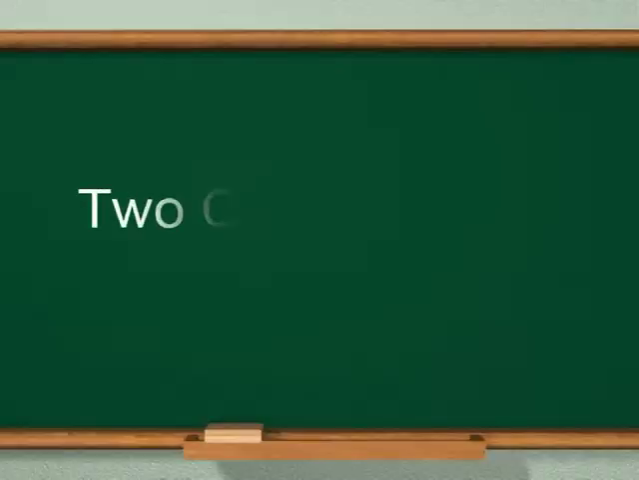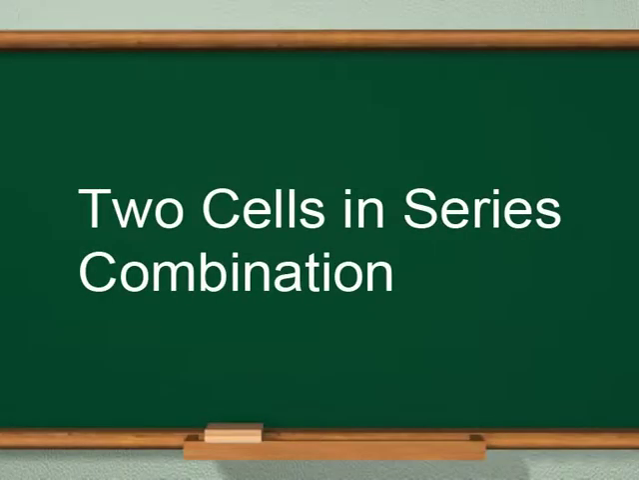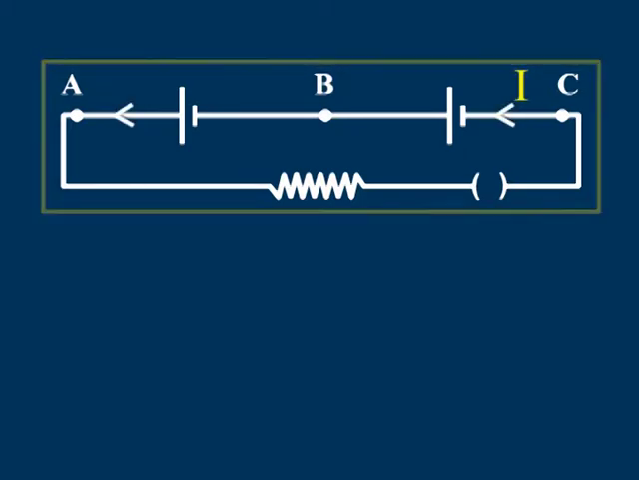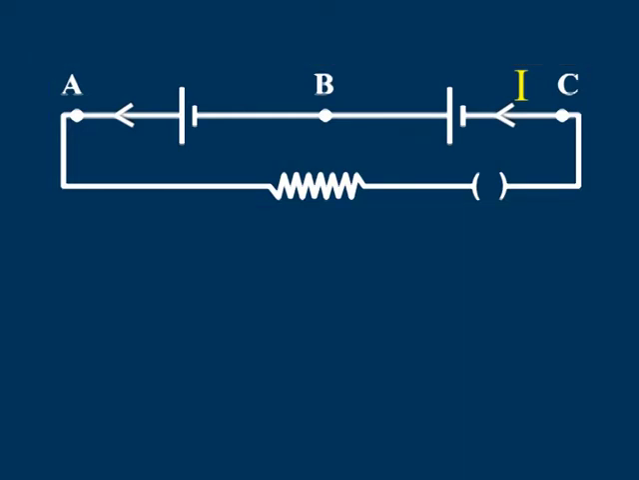Let us begin in detail with two cells in series combination. The diagram shown here has two cells connected in series. The two cells are said to be connected in series between 2 points A and C if one terminal of each cell is joined together and the second terminal of each cell is free.